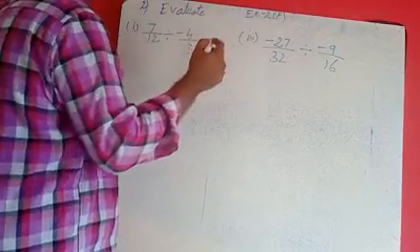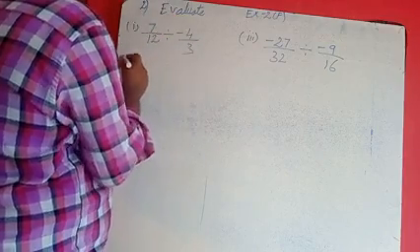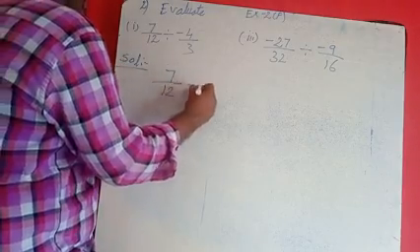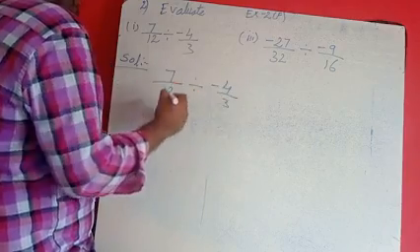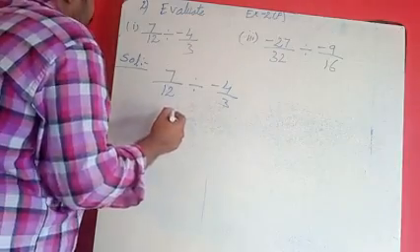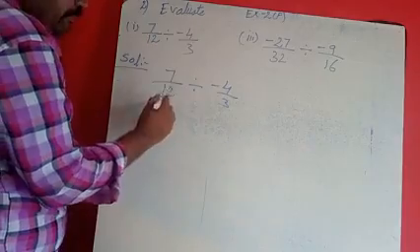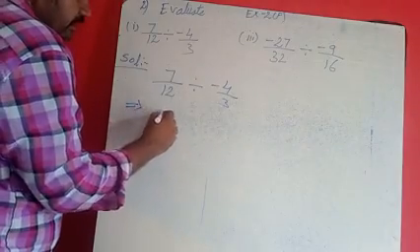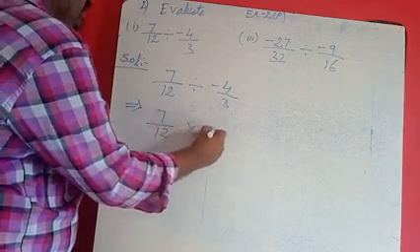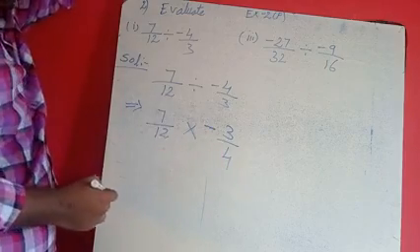So, continuation of exercise 2f. In exercise 2f, evaluate 7 by 12 divided by minus 4 by 3. According to this sum, solution: 7 by 12, writing only the question again, divided by minus 4 by 3. Now, what do we have to do? Division. What is the rule of division in rational numbers? The rule of division in rational numbers is taking the reciprocal. I am taking the reciprocal. That means 7 by 12 into, the sign will not change, put that minus sign. 4 by 3 will become 3 by 4.